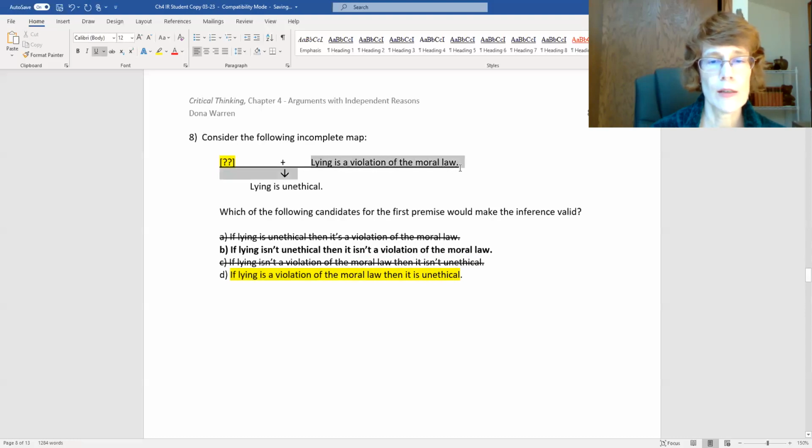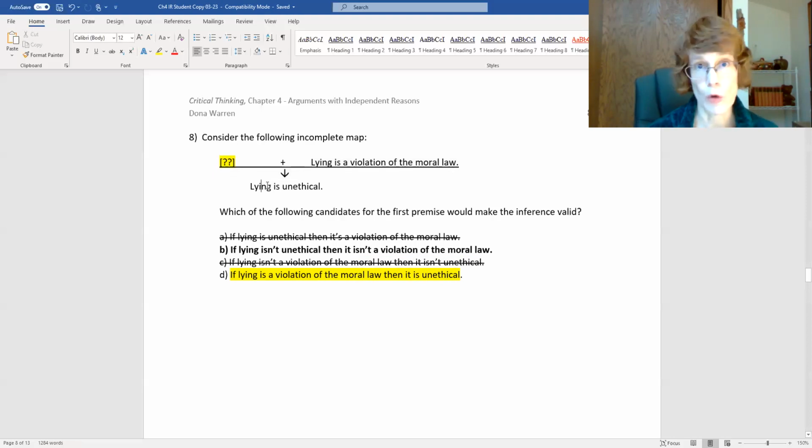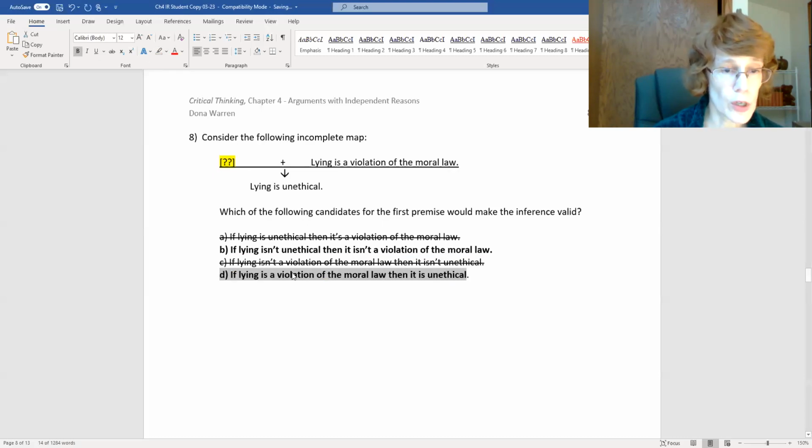Let's compare lying is a violation of the moral law to that. Is that going to be the front, the back, the opposite of the front, or the opposite of the back? Well, it looks like it's actually the front, right? It's exactly the front. And what are we concluding? Exactly the back. So this is if front, then back, front, therefore back. That works. It's modus ponens, if you care about that sort of thing. But what you really need to know is that it works. Good. So B and D both work.